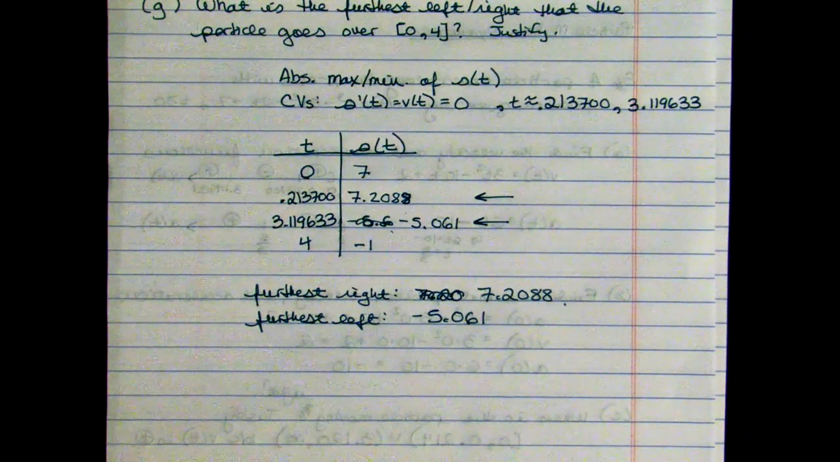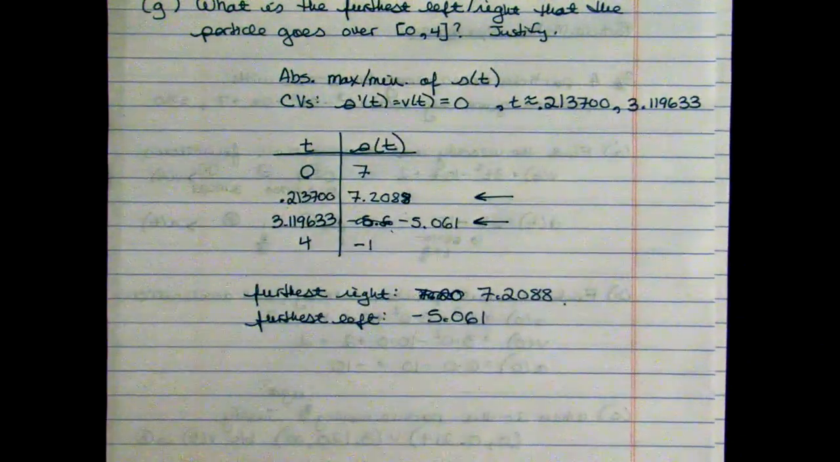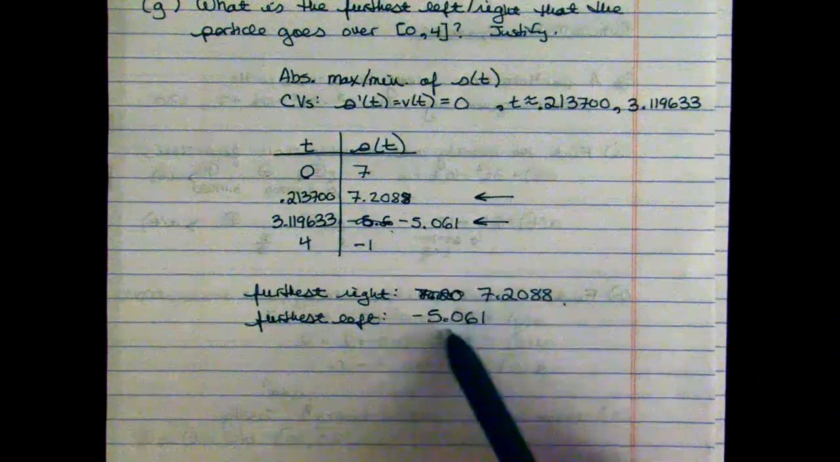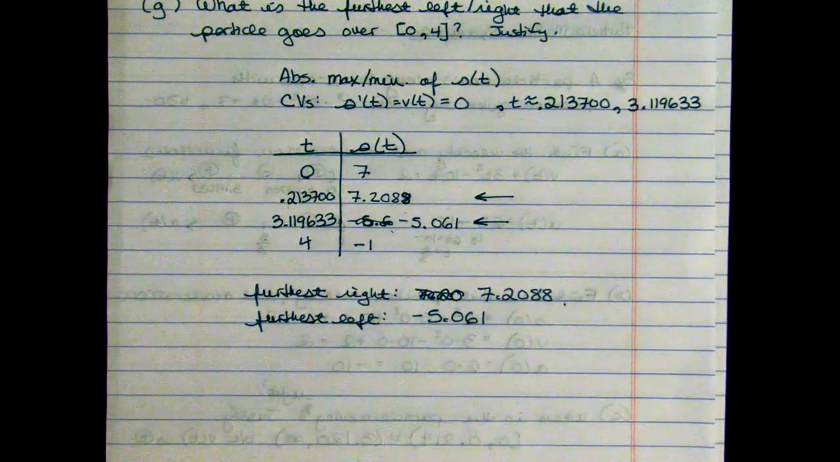Take a moment, go back to that GeoGebra demo. Change your time interval so it just goes between 0 to 4. Then run it and check these things. Check to see if the furthest right it goes is 7.2088. Check to see if the furthest left it goes is negative 5.061. And hopefully you saw it do what we want it to do. Let me show you another example.